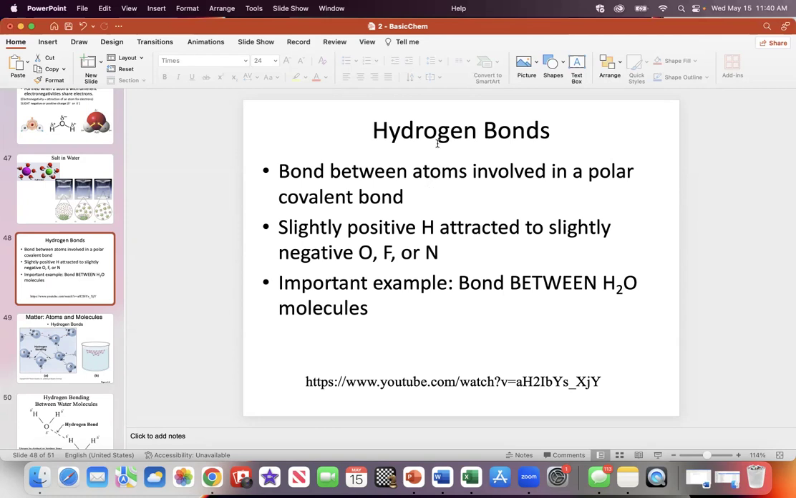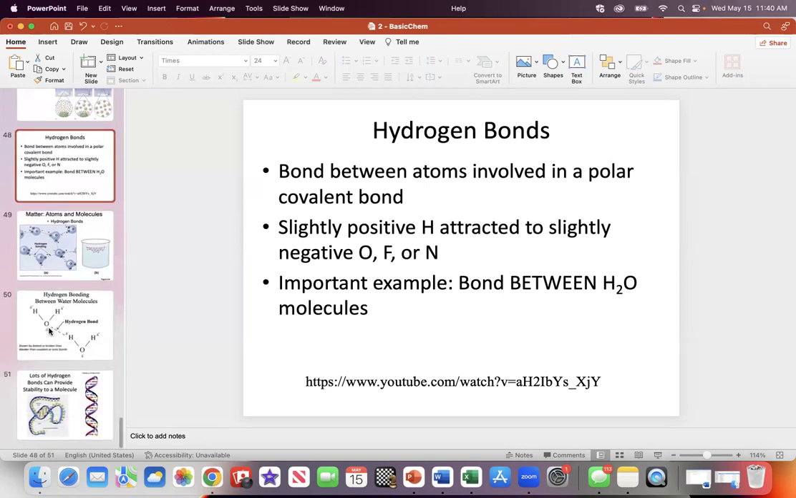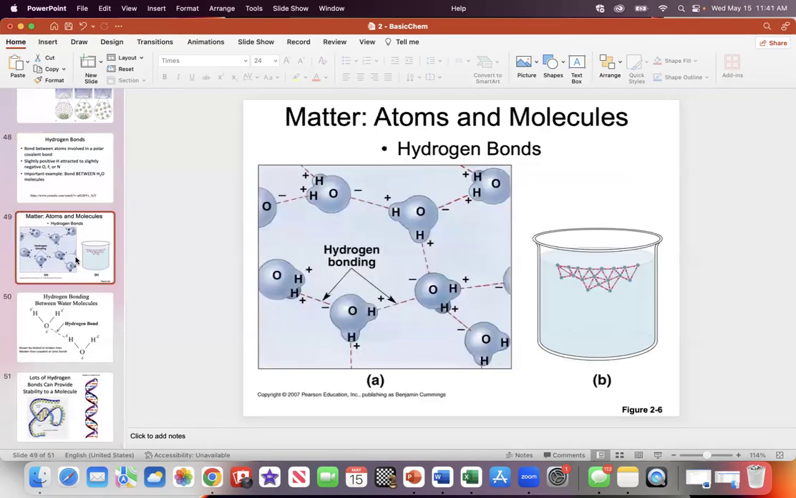So hydrogen bonds can happen, and the most common one is water, but it can also happen with oxygen, fluorine or nitrogen, when they bind with hydrogen. They can have hydrogen bonds as well. But the most common one is water. Especially because water is a very important molecule in biology, we keep using water as an example.